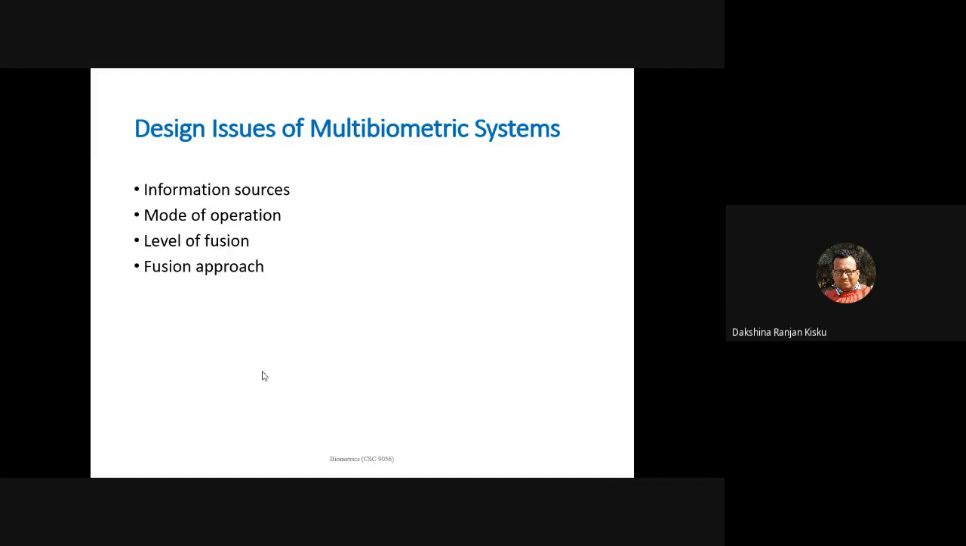Then we can have the fusion approach. What will be the suitable fusion approach for the given multi-biometric system? Whenever we try to develop a multi-biometric system, we need to fix the fusion approach to be used in it. So the fusion approach is important here, and we need to select a suitable one. These are the design issues that we need to remember whenever we design or develop a multi-biometric system.